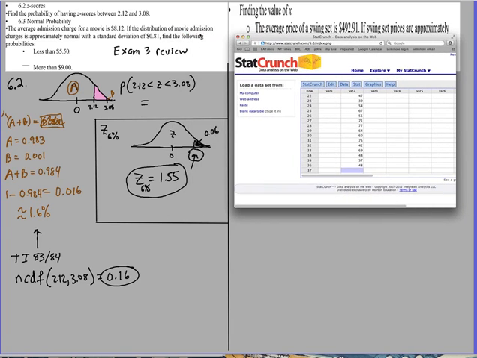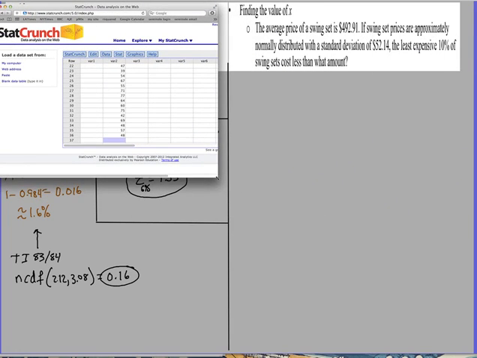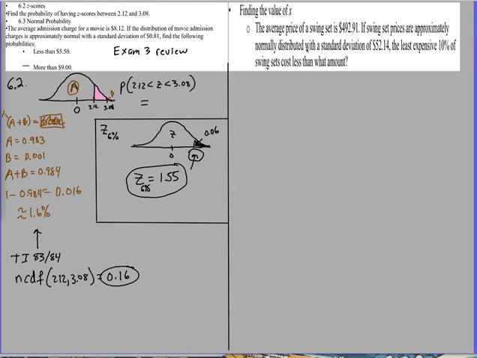Now that's 6.2. 6.2 deals with z values. 6.3, on the other hand, deals with x values. You could always turn your x's into z's and do it over here, but generally, since we have the functions and the computing power, we would rather just work in the x distribution, using the regular normal distribution, not the standard normal.